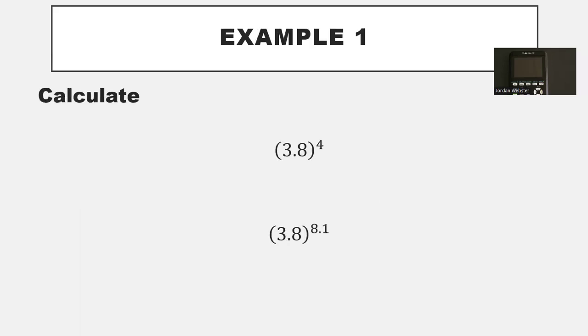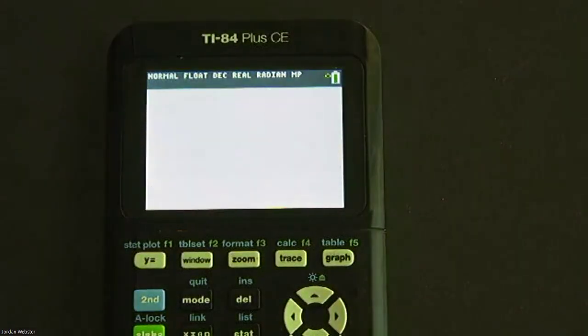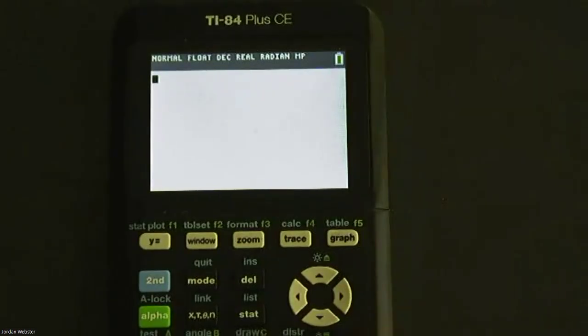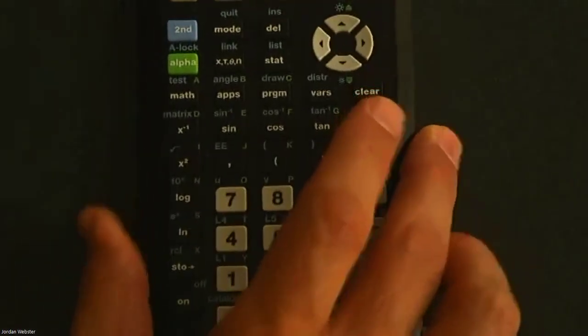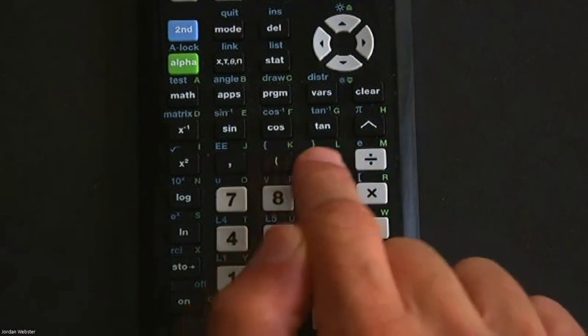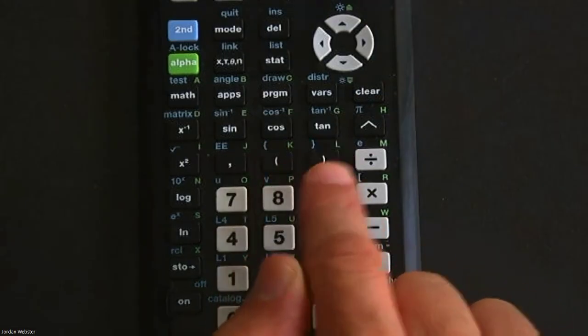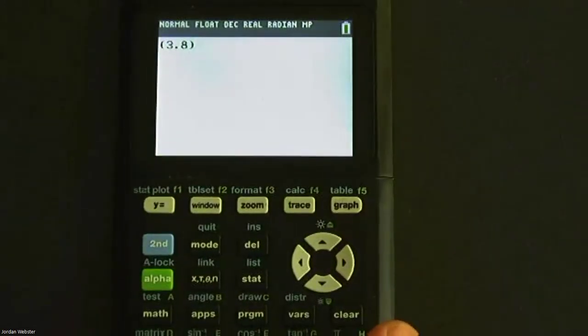Let's go ahead and calculate using the TI-84. Let's calculate 3.8 raised to the 4th power and 3.8 raised to the 8.1 power. So what I would do is go to the home screen on my TI-84, and I can do one of two things. If I want to really be clear about what my base is, I can put my base inside of parentheses by hitting parentheses, 3.8, and then ending my parentheses. It looks like that on the calculator.